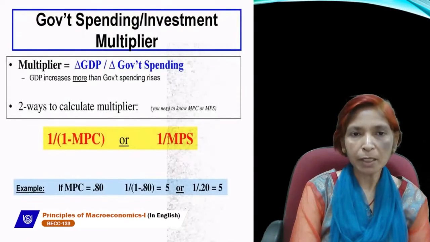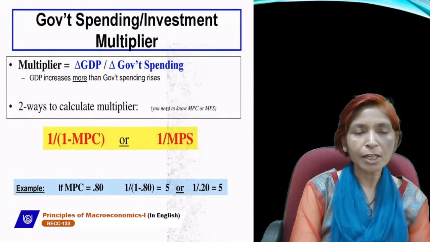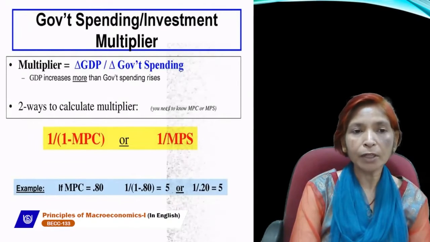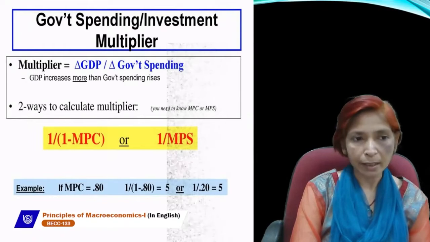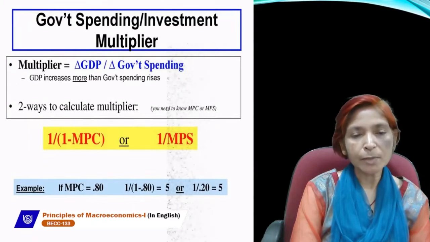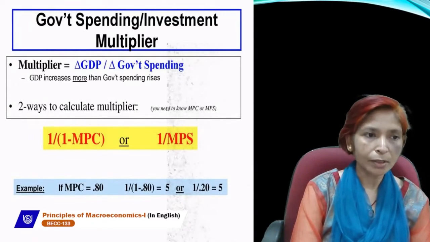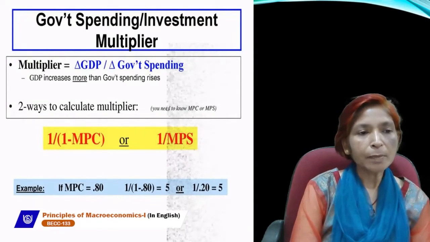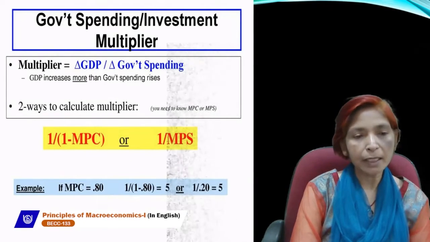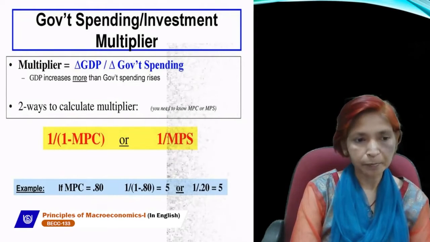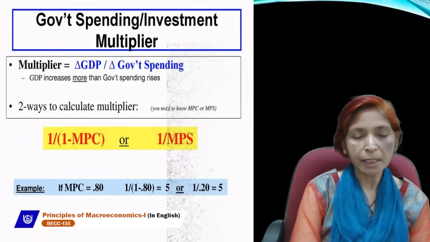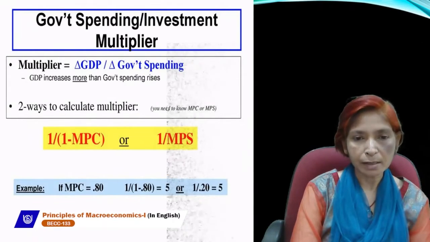Next is government spending multiplier. Government spending is an injection and it will show increase in income due to increase in government spending. If government spending increases, then GDP will increase. If government spending falls, GDP will fall. So government spending multiplier shows change in GDP divided by change in government spending. Its formula is 1 upon 1 minus MPC, and 1 minus MPC is always equal to MPS.